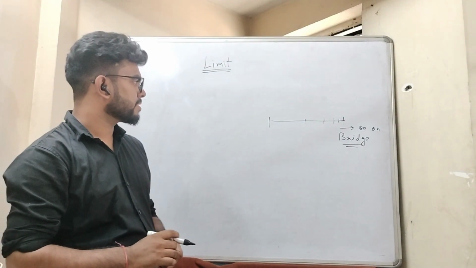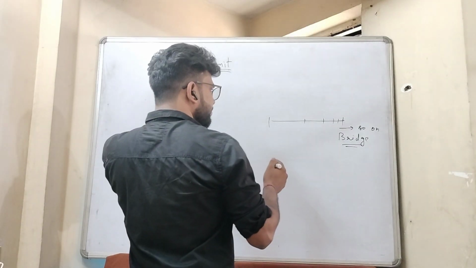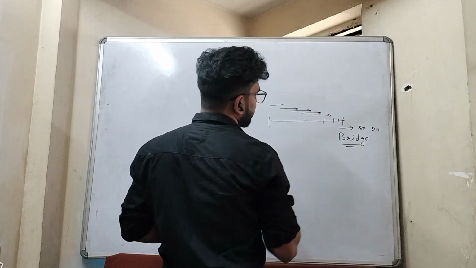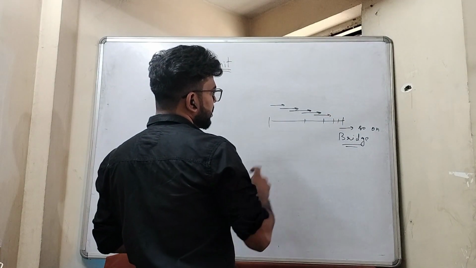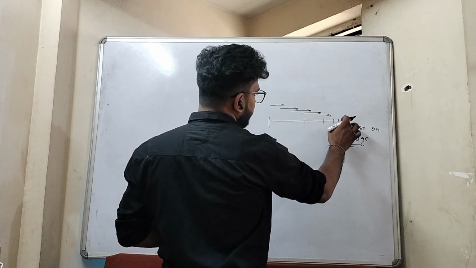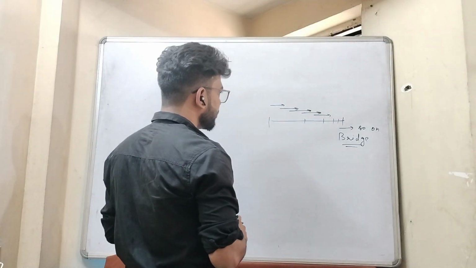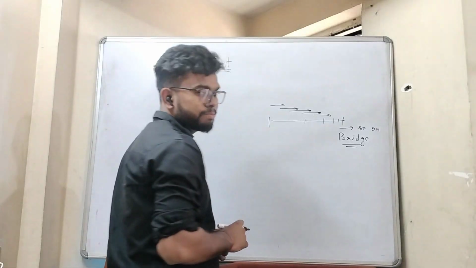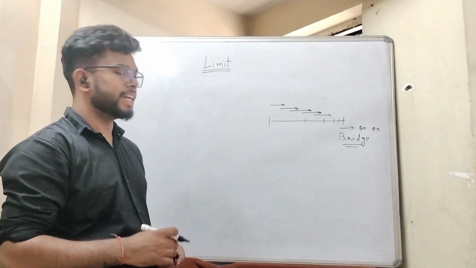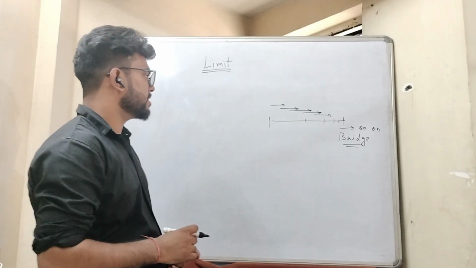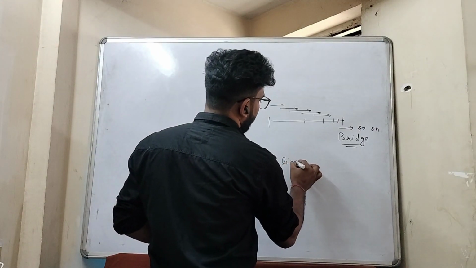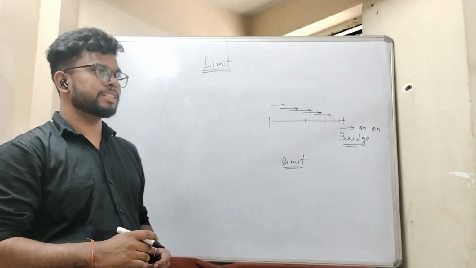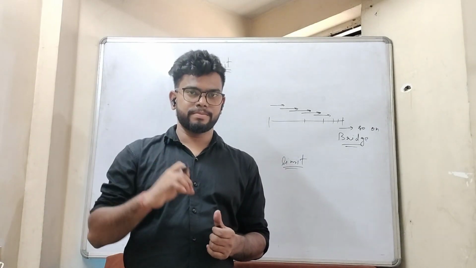But just imagine, each time you are covering some distance. It means you are approaching, you are getting close to the end of this bridge. And the idea of getting close to something is nothing but limit. So the limit is just the idea of getting close to something.